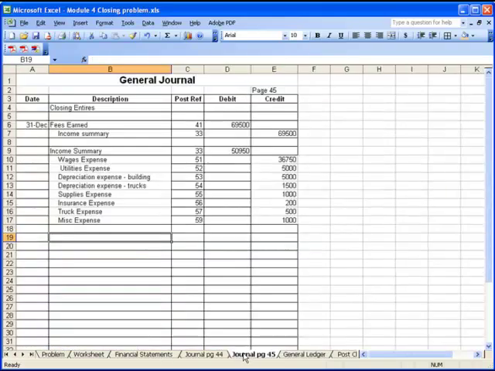So, if we look here, income summary, debit $18,550. Our credit is to our capital account.